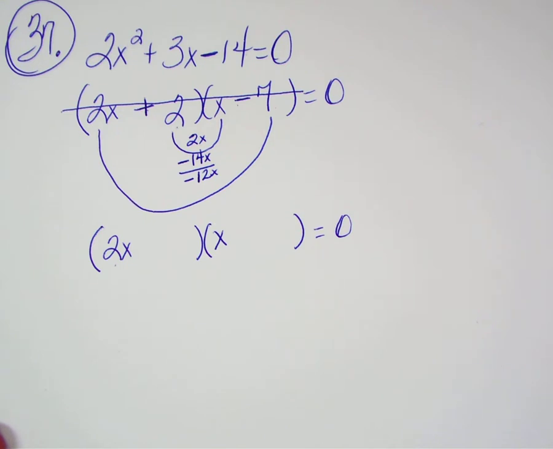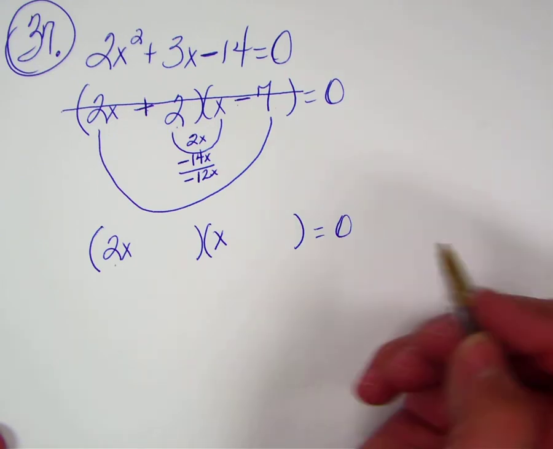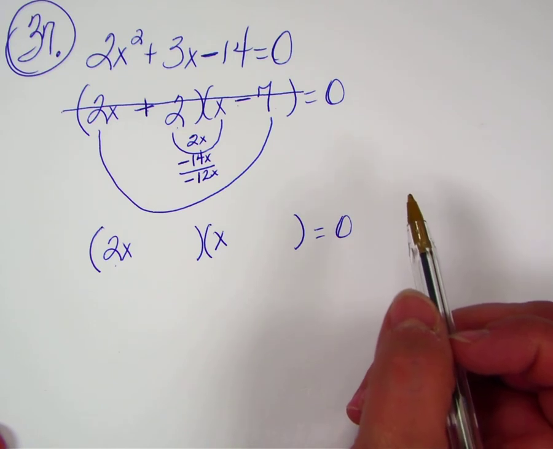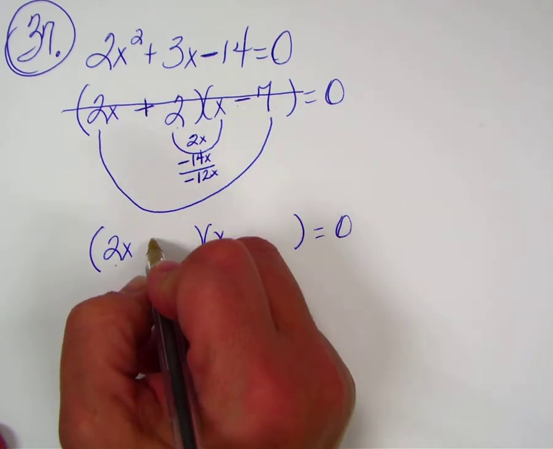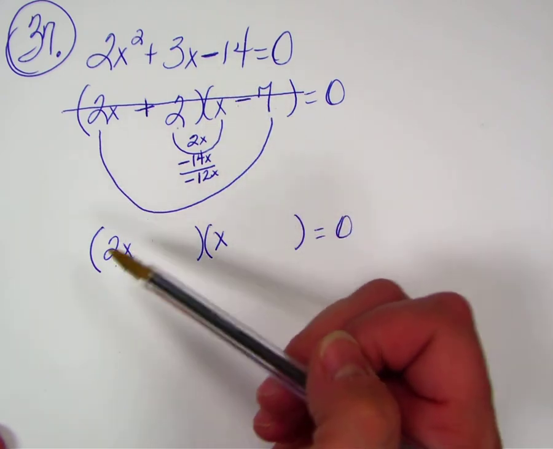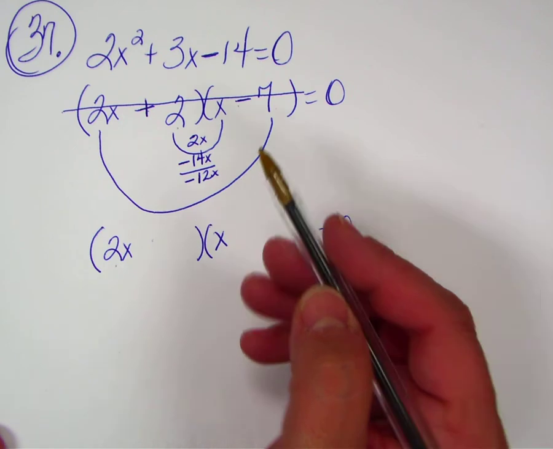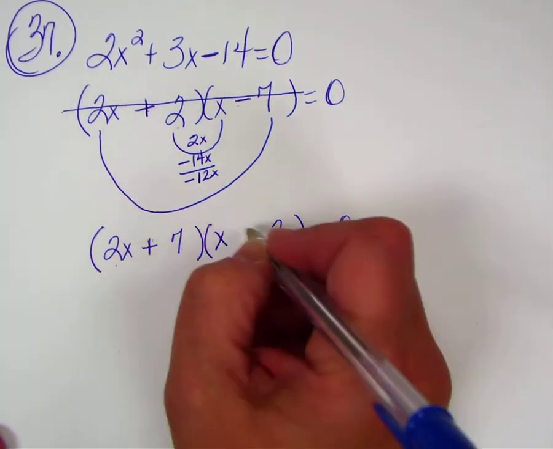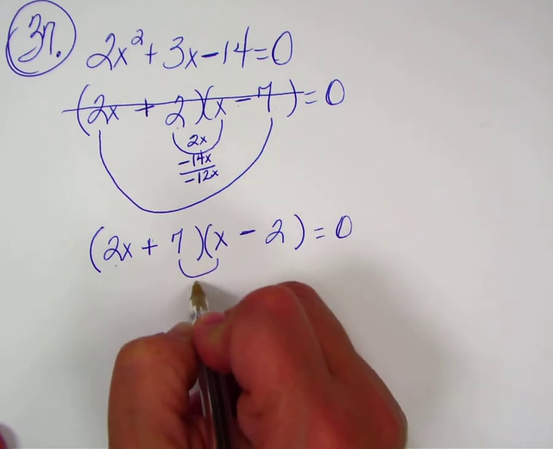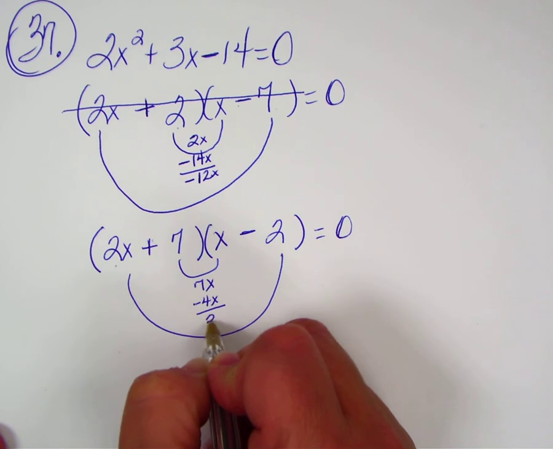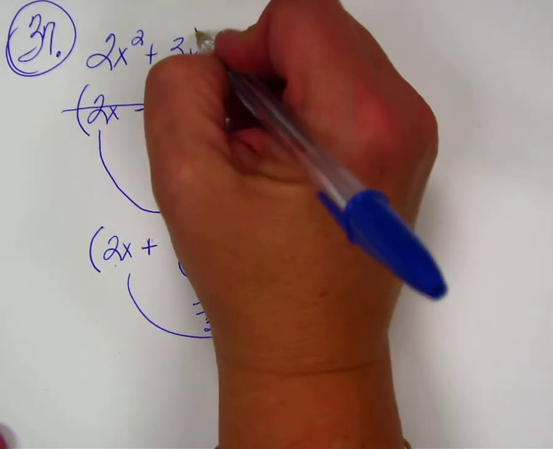What do you think? We'll try 14 and 1. You think that's going to give me a 3? Yeah, if you do a negative 14. How's that going to give you 3, though? I have no idea. What if we just switch the 7 and the 2? Yeah, that'll give it. Let's see if that works. 7x and negative 4x is positive 3x. There you go. That worked.